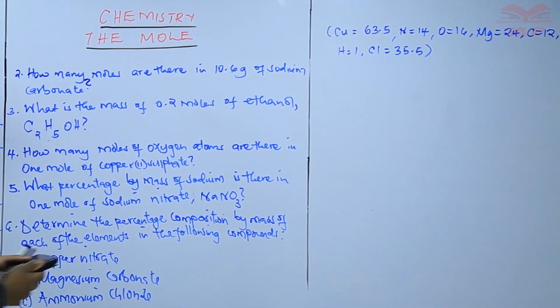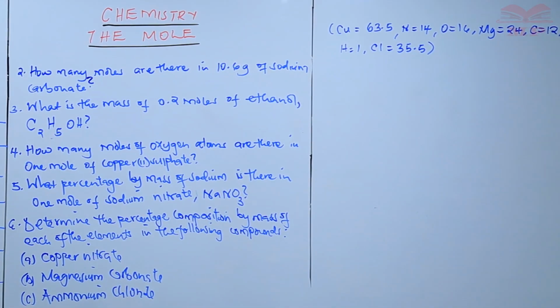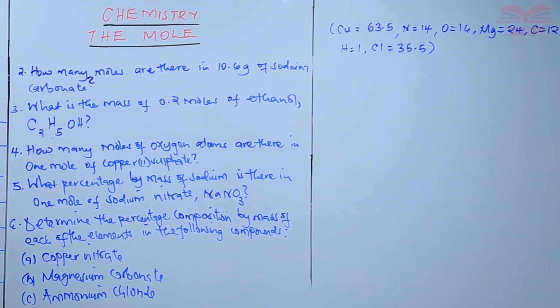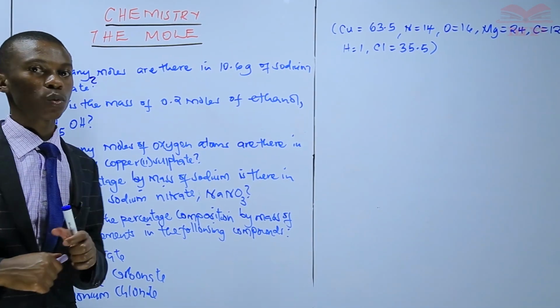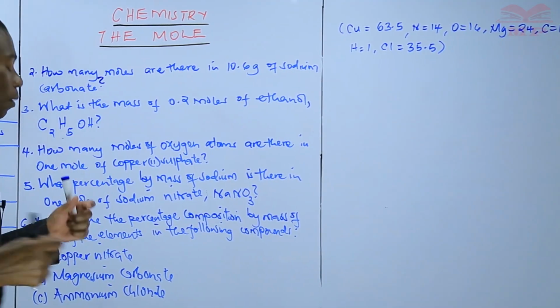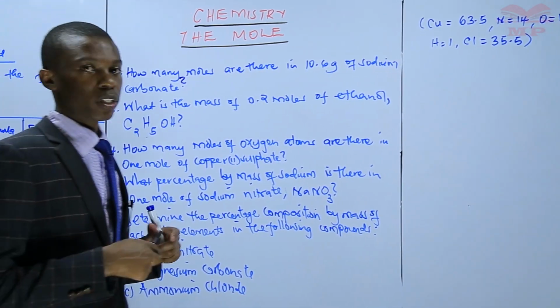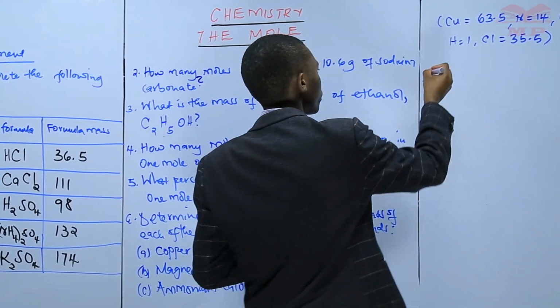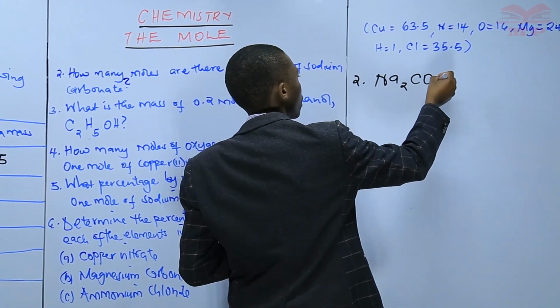Question number 2 is, how many moles are there in 10.6 grams of sodium carbonate? Therefore, we need first to calculate the relative formula mass of sodium carbonate. This is the formula of sodium carbonate.